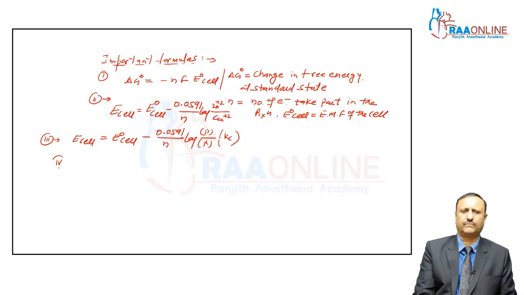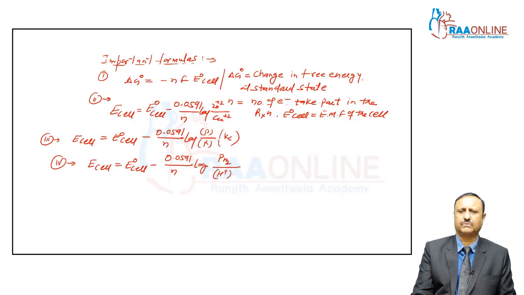Here we can use the fourth formula, my dear students. E cell equals E naught cell, the EMF of the cell at standard state, minus 0.0591 upon n, where n is the number of electrons involved in the reaction, and log, when pressure pH2 of 1 atmosphere is given, or 1 atmosphere hydrogen is given in the solution and pH is given, after the pH you can get the H plus ions. So you can use this formula and calculate the E cell, the EMF of the cell.